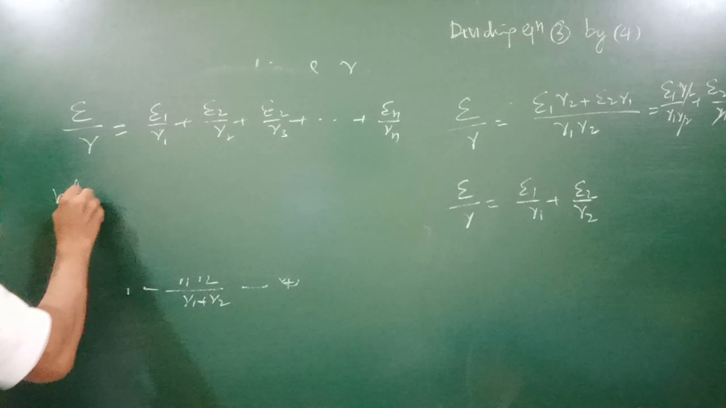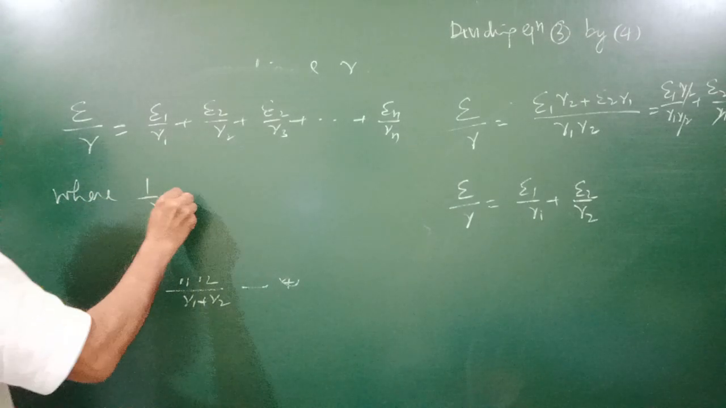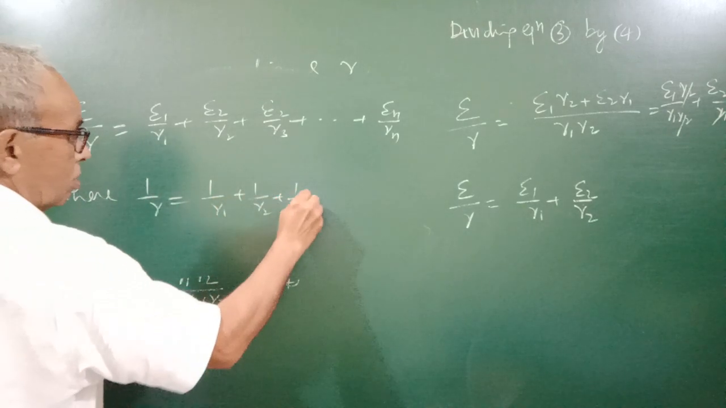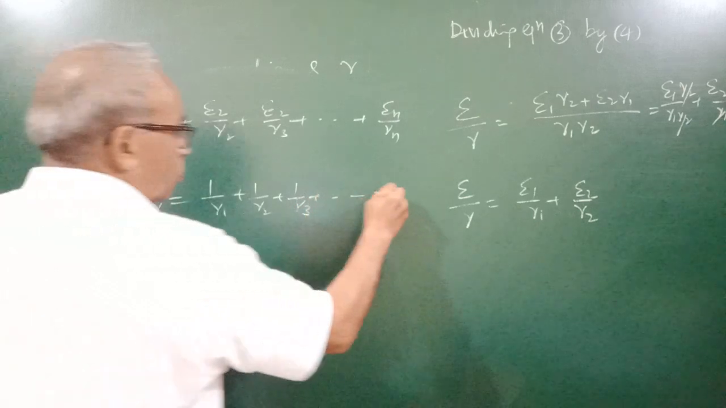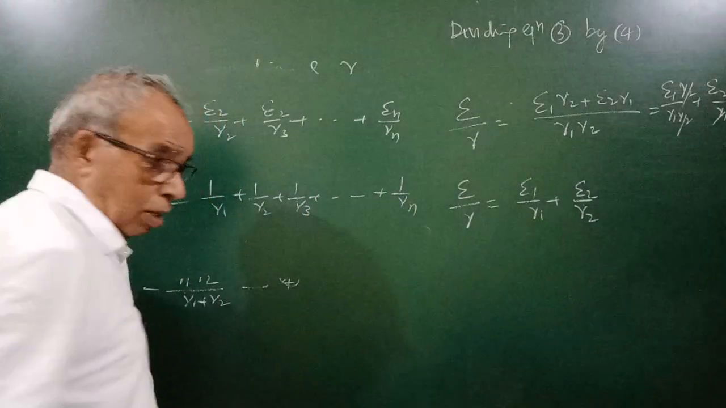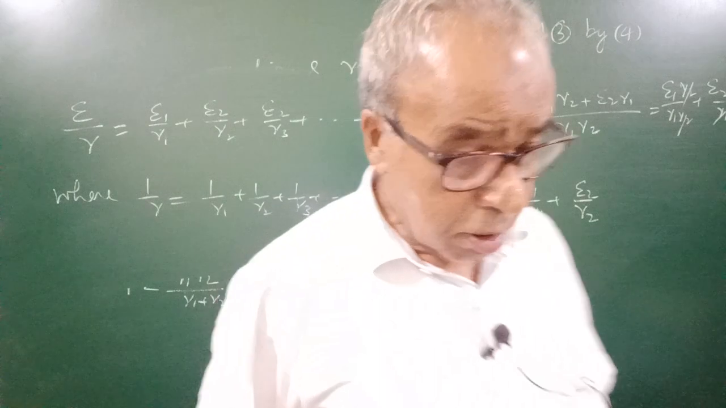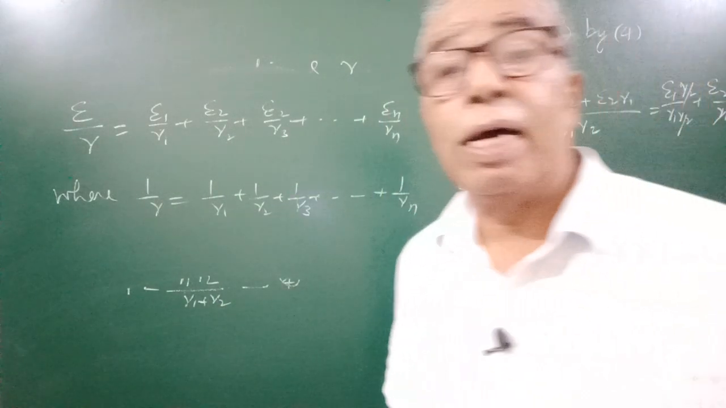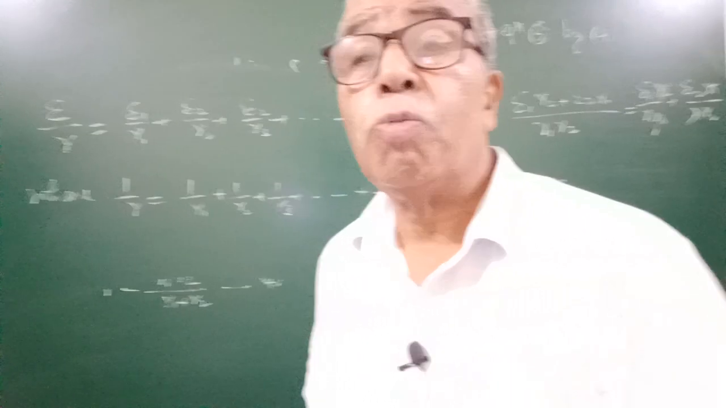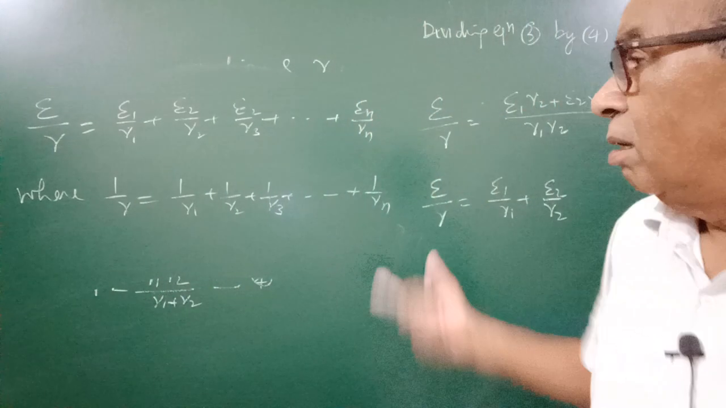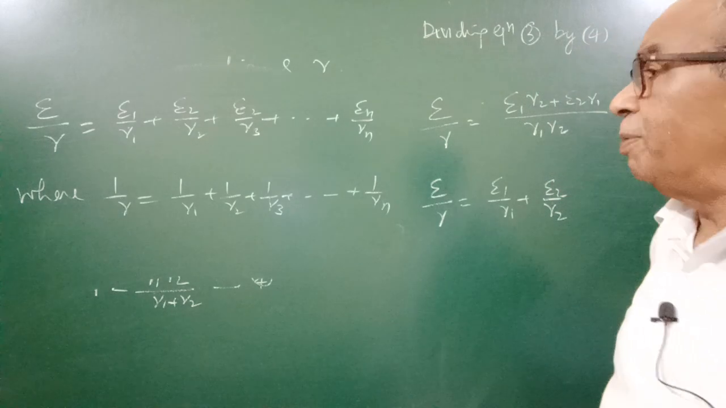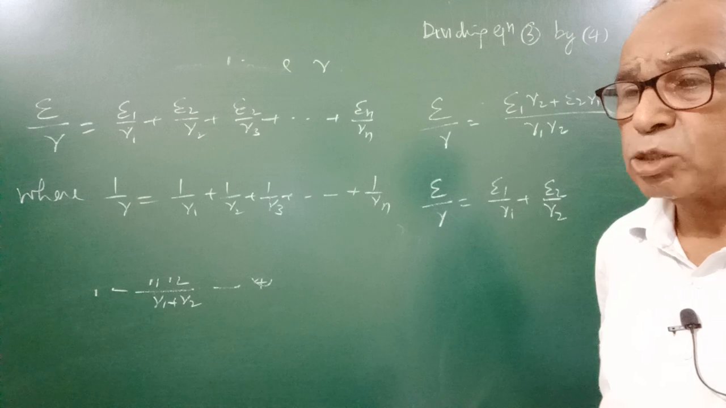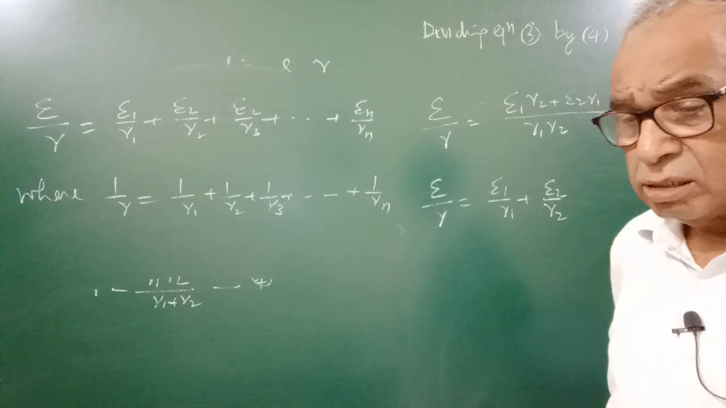Where 1 upon R is 1 upon R1 plus 1 upon R2 up to plus 1 upon Rn. Dear friend, questions are asked on this combination, parallel combination of unidentical cells. This topic was introduced here 6 or 7 years ago, and a question has been asked twice from this.